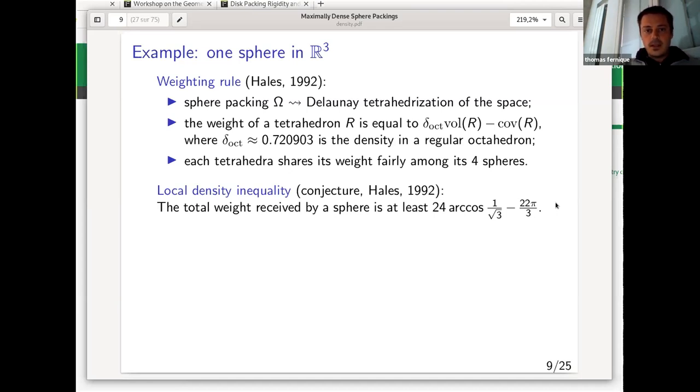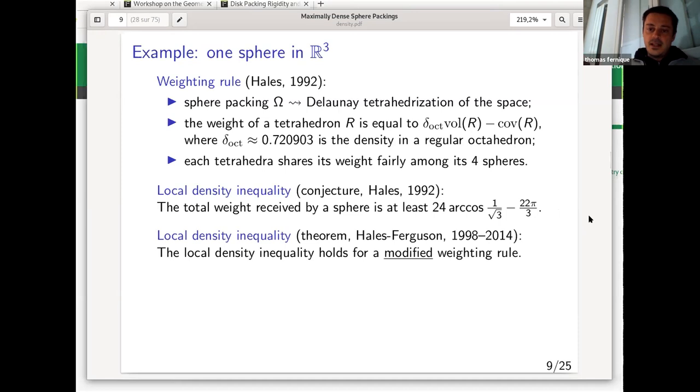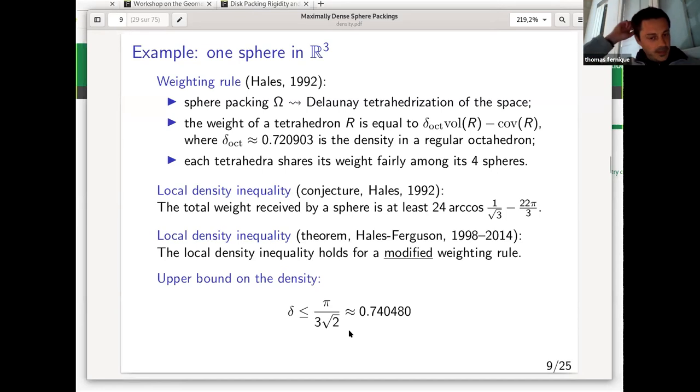Okay, so it was in a first paper in 92, but unfortunately, he was unable to prove this local density inequality. Maybe it's true, but it's not clear. So instead, he modified Ferguson's weighting rule in a rather complicated way, but the spirit is more or less the same. He modified it so that he can prove the local density inequality above. And if you make the computation, like in the previous slide, you get an upper bound pi over 2 square root of 18. That is the upper bound which proves the Kepler conjecture.